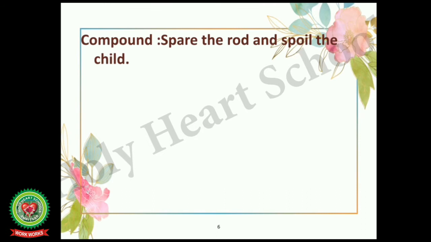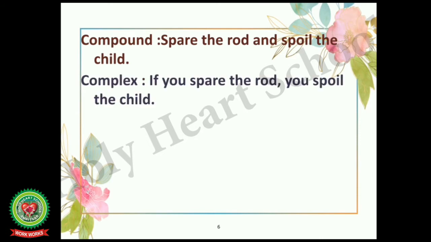First example, spare the rod and spoil the child. Now, this sentence expresses a condition. So, in order to convert this compound sentence into a complex sentence, we will use the subordinating conjunction of condition, that is if, in the place of and. And our answer will be, if you spare the rod, you spoil the child.